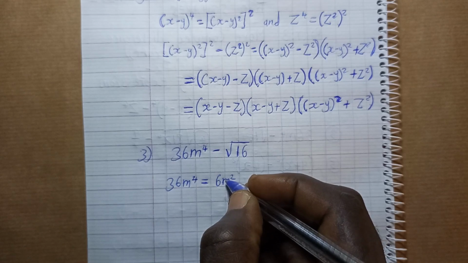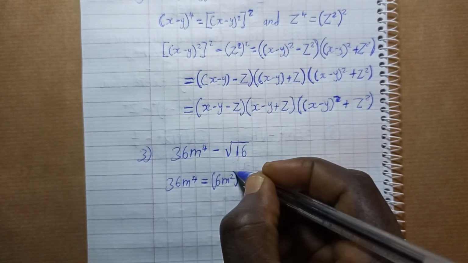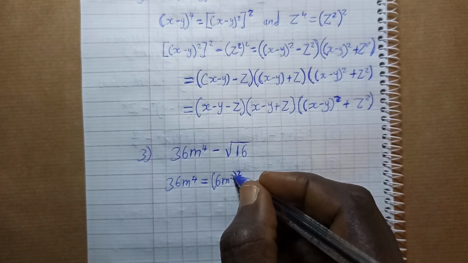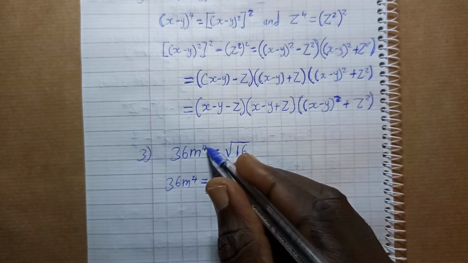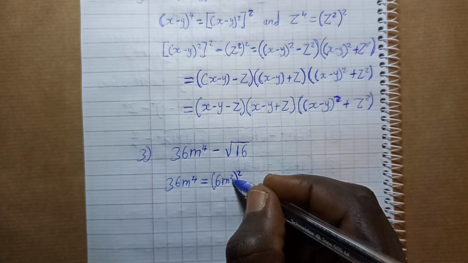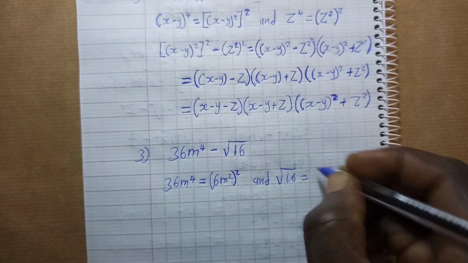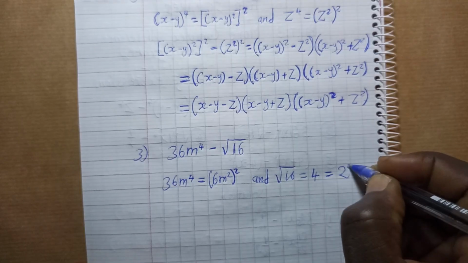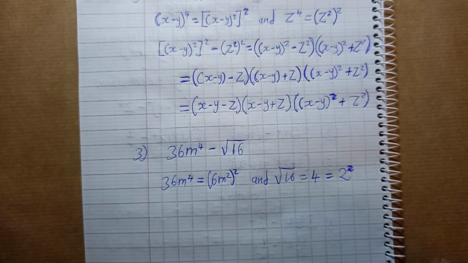What times what can give us m raised to power 4 is m square. So 6 times 6 will give us 36, and m square times m square gives m raised to power 4. So this one is now expressed in perfect square form. And then the square root of 16 is equal to 4, which can be written as 2 raised to power 2 in perfect square form.